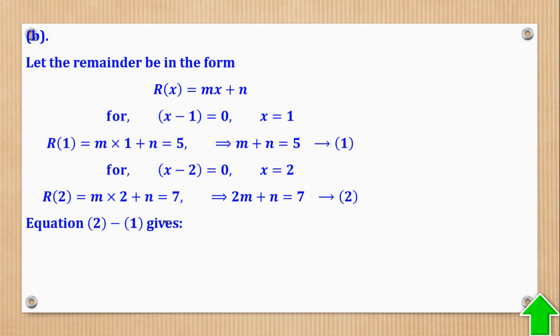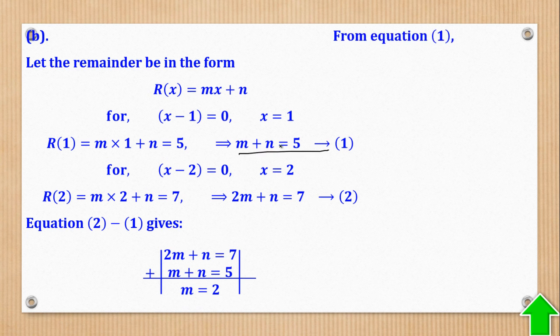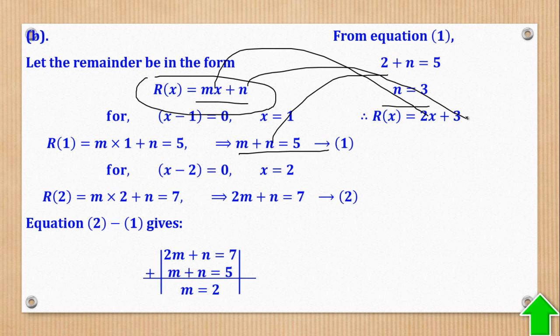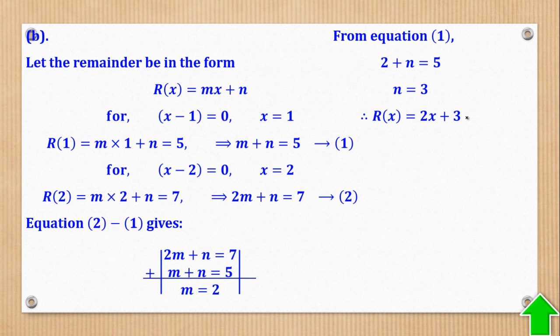So let me first begin by eliminating n by subtracting. This cancels, this gives you m, and this gives you 2. So now that I have the value of m, I'll come to equation 1 and substitute for m to get the value of n. Then I'll remember that my remainder was in the form mx plus n. So I'll come and substitute for m here and n here. And that's what they wanted.